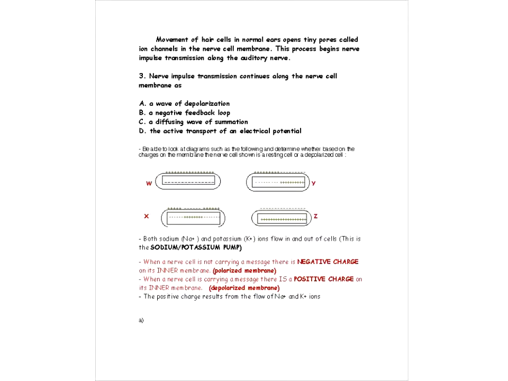This one says the movement of hair cells in normal ears opens tiny pores called ion channels in the nerve cell membrane. This process begins nerve impulse transmission along the auditory nerve. Nerve impulse transmission continues along the nerve cell membrane as... okay, and the answer for this one is going to be a wave of depolarization.